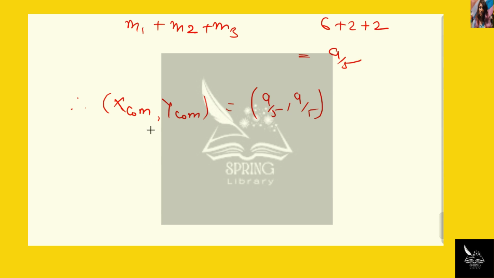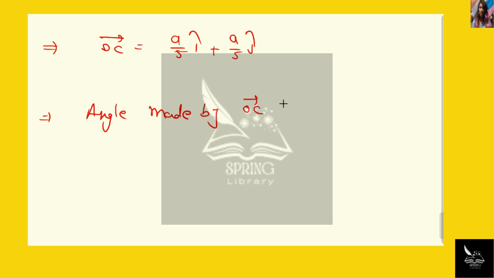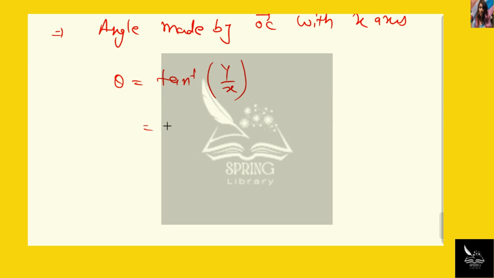Now in vector form this can be written as a by 5 i cap plus a by 5 j cap. We have to find the angle, so the angle made by the OC vector with the x-axis is given by theta equals tan inverse of y by x. So this will come out to be tan inverse of a by 5 upon a by 5. So finally we will get 45 degrees.